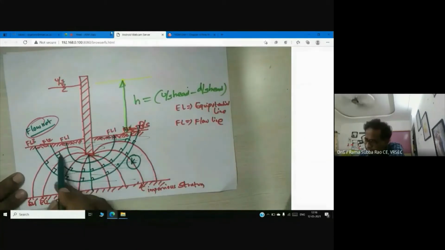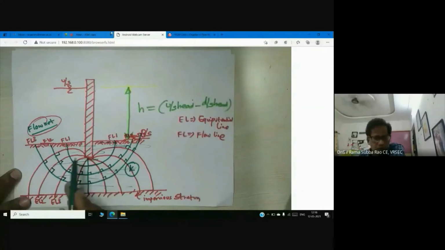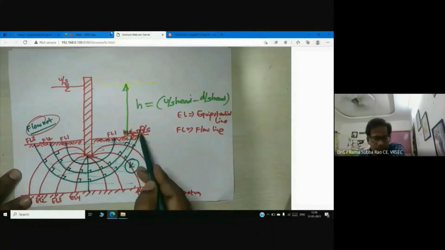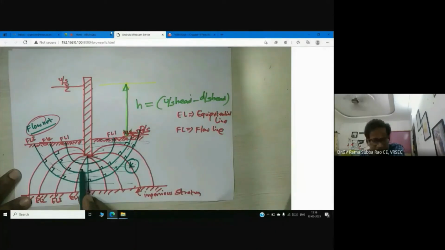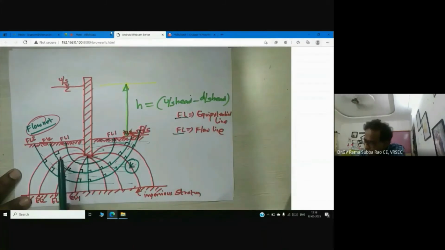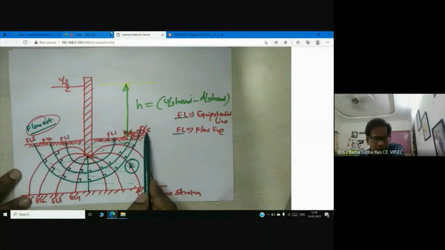You might be seeing it is just like an artist who is trying to prepare one drawing. The same way, they are smooth curves. Now, they are perpendicular to each other, I mean equipotential lines and flow lines. Here you see flow line 1, flow line 2, and like this flow line 3. Please observe now.